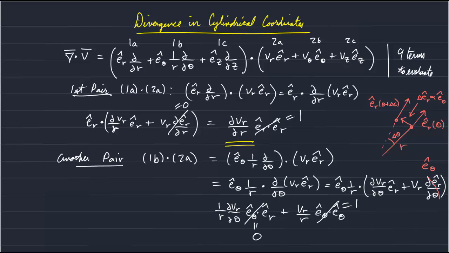So the final solution, the remaining term is Vr over r. So that's what we get when we take the dot product of 1b with 2a.